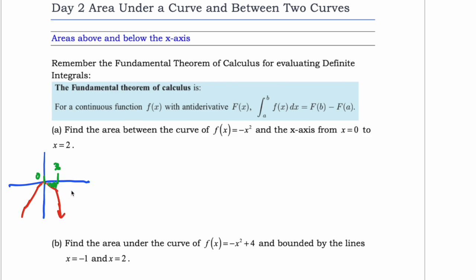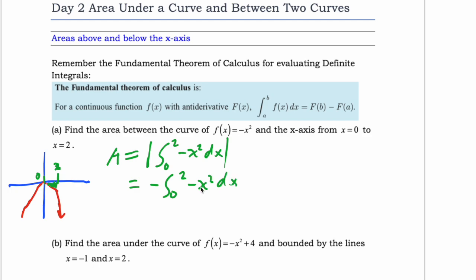Notice this is under the x-axis, so if you just do the integral, you're going to get a negative number. So the area is going to be, there's two ways you write it. You can write an absolute value sign: the absolute value of the integral from 0 to 2 of negative x squared dx. Or since it's all negative, you can just multiply it by negative 1. Writing it that way, you can see that it's the same as the integral from 0 to 2 of x squared, which totally makes sense. It's the same thing as underneath the curve of y equals x squared.